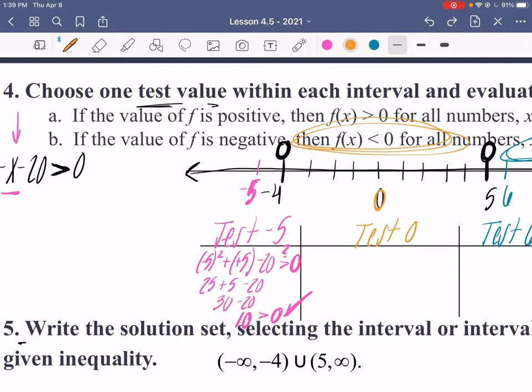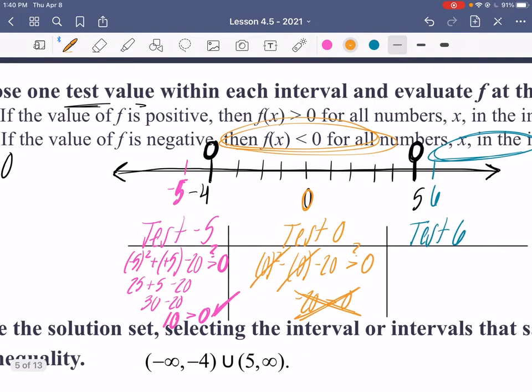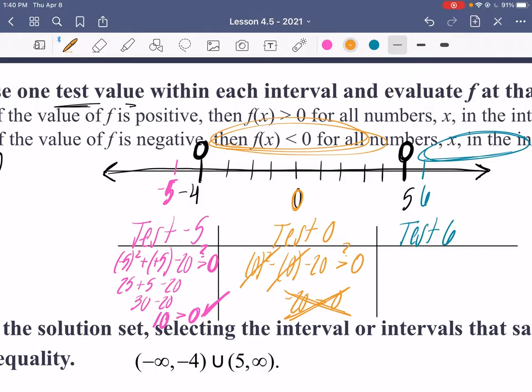Then I go on to test the next value. So test 0. So I'm going to plug 0 in for x here and here. So 0 squared minus 0 minus 20. I'm trying to see, is that greater than 0? This is 0, this is 0. So is -20 greater than 0? Nope, it is not. -20 is definitely less than 0, which means that if 0 is not a solution to the inequality, none of the values between -4 and 5 are solutions. Okay, so we cross this out. This interval doesn't work.